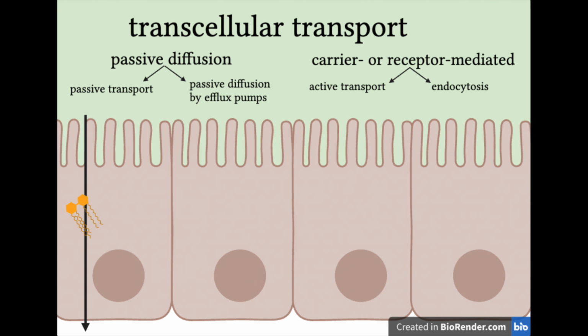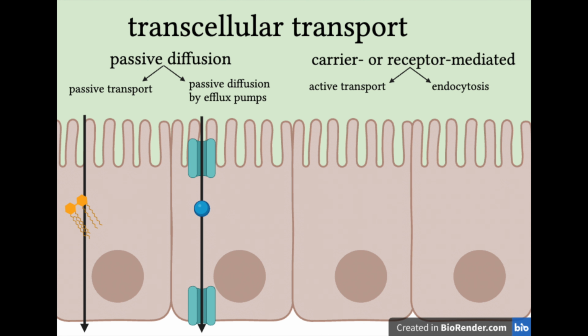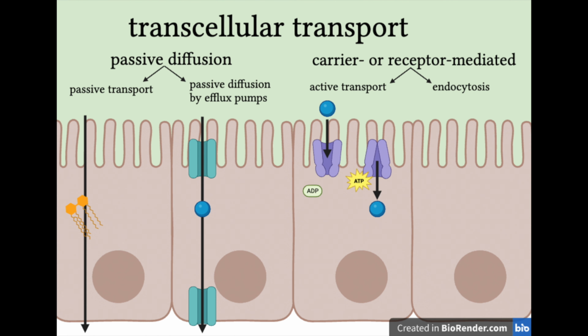In passive transport, nonpolar compounds like soluble lipids pass through the phospholipid bilayer by simple diffusion. Through passive diffusion by efflux pumps, small hydrophilic compounds and nutrients mainly use membrane channels and transporters. Active transport is carrier-mediated and involves binding of a target molecule to the receptor of the transporter. The carrier undergoes a conformational change and the compound translocates.